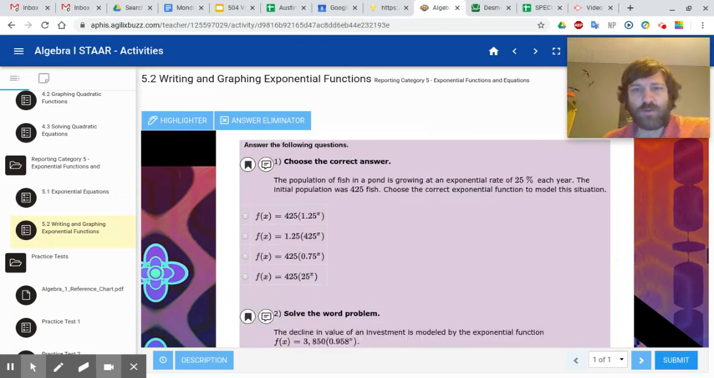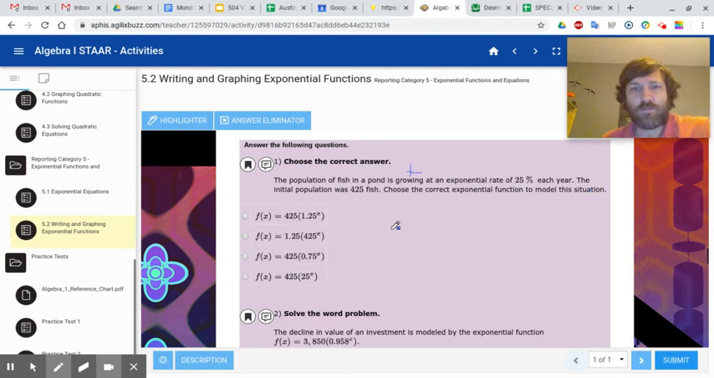Population of fish in a pond is growing at an exponential rate of 25% per year. I'm going to put a plus sign above growing because I know it's going to be adding at an exponential rate of 25% per year. The initial population was 425 fish. Choose the correct exponential function to model the situation.